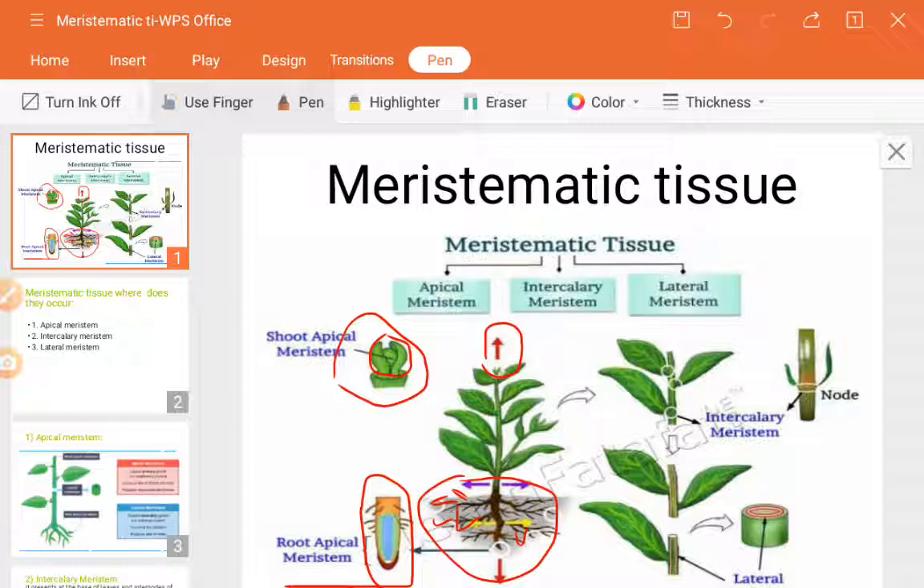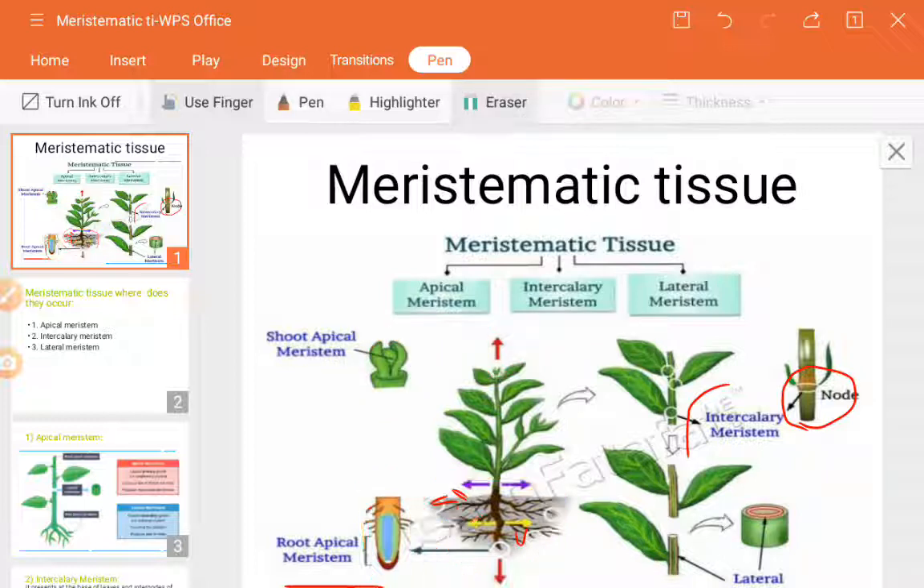Okay, so next here is the intercalary meristem. Intercalary meristem we will see here in detail, no worry about it. And nodes also, so where actually they occur. Okay, so we will move to the next slide.